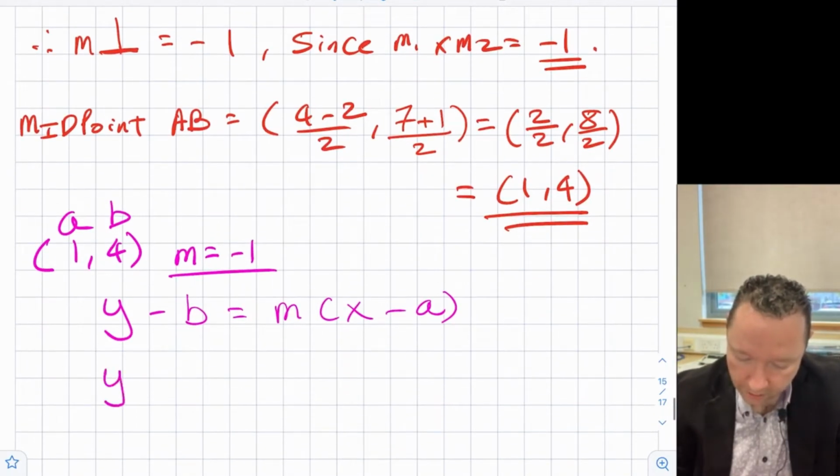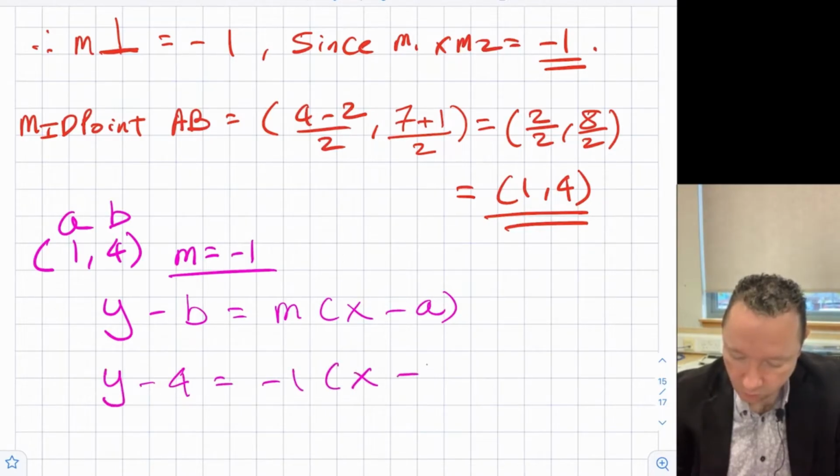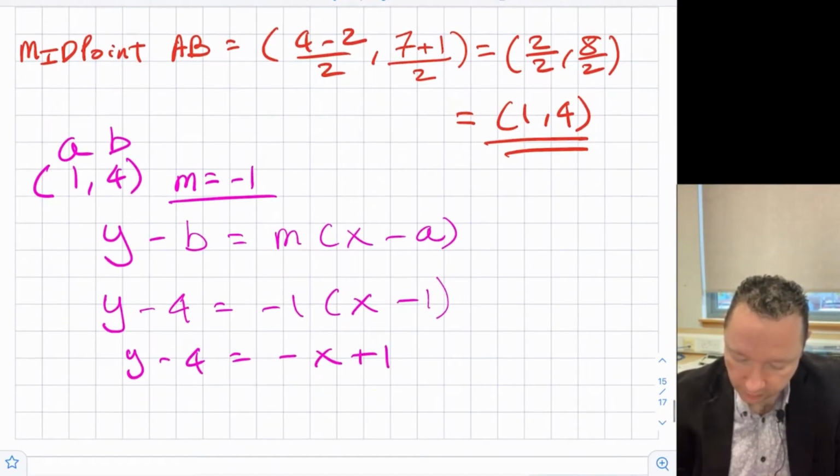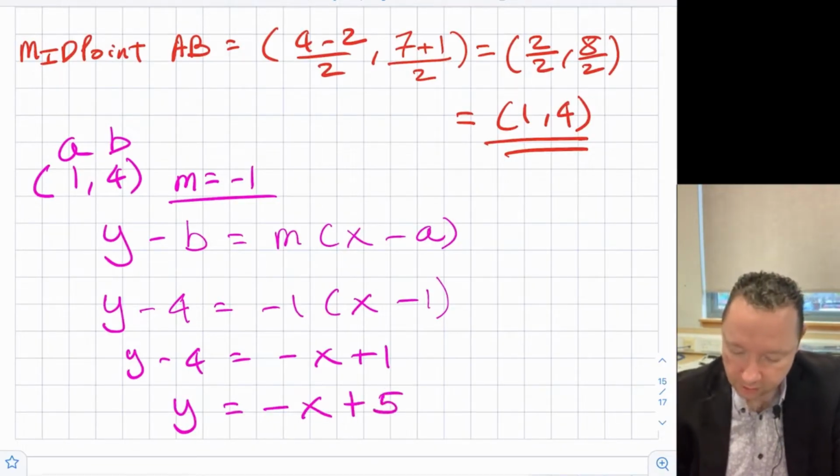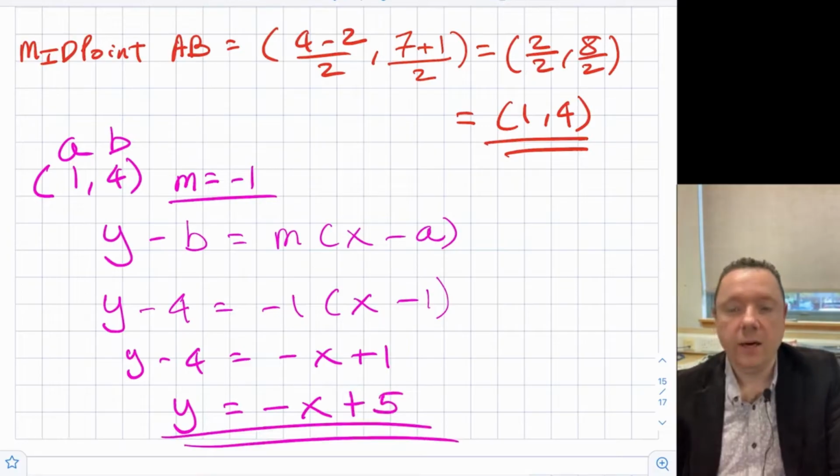So we've got y minus 4 is -1 times (x minus 1). So y minus 4 is minus x plus 1, or to put it in a nicer way, y equals minus x, take the 4 across, plus 5. There's the gradient, there's the equation of our perpendicular bisector.